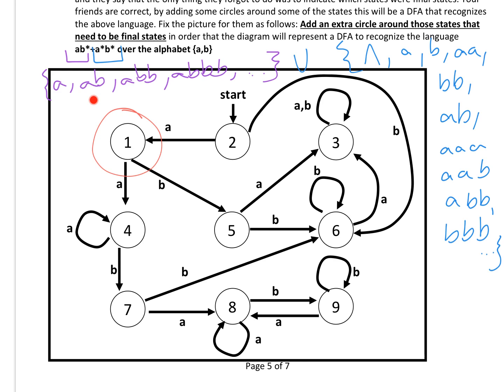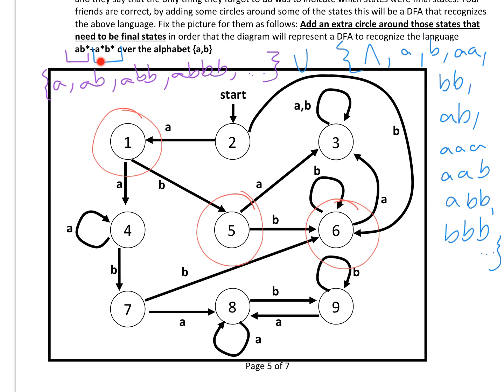We need to accept the string AB, so we need to accept 5. We need to accept ABB, so that would be A, B, B. So that's 6. And then again, once you get to state 6, you can see we've got this loop, so we've got all our ABBs covered. So we have this first part done.